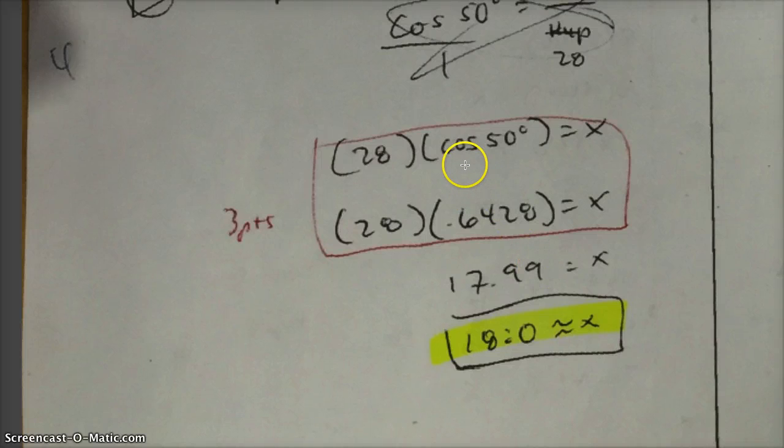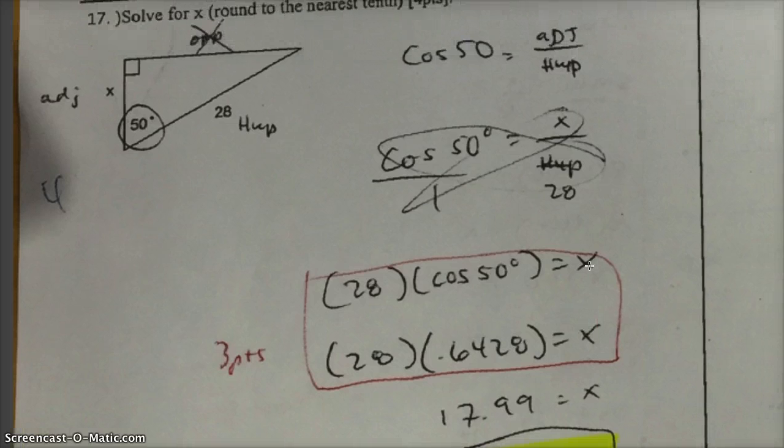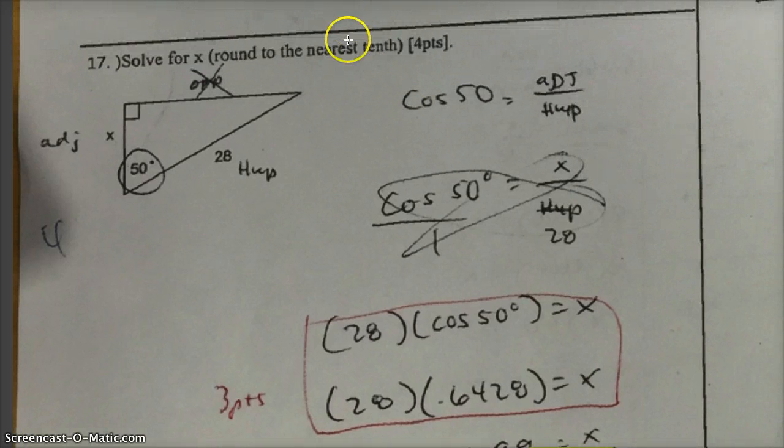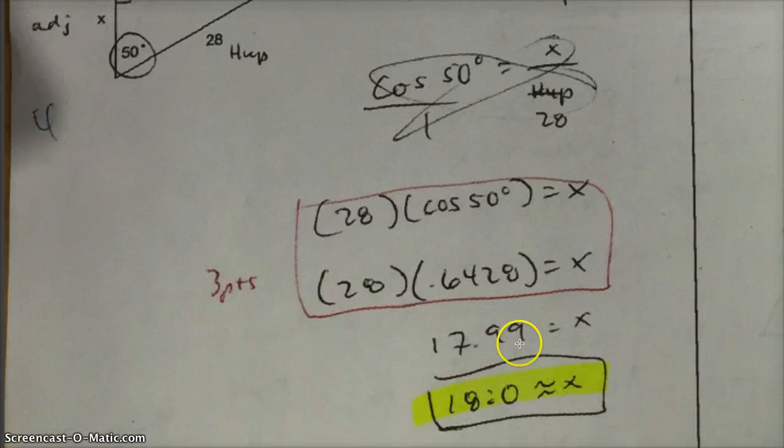If you type in cosine of 50, you'll get 0.6428. And if you multiply those two numbers, you get 17.99 and a bunch of decimals. This problem does say round to the nearest tenth, which means you're going to have to take this value and look at the hundredths place. This is higher than 5, which means you round this number up. But if you round this number up, it's 9, so that means it becomes a 10. So when it becomes a 10, you just round up to 18, approximately 18.0.